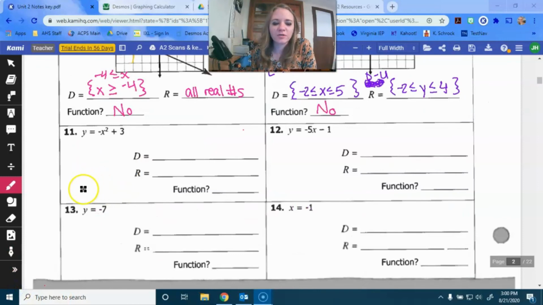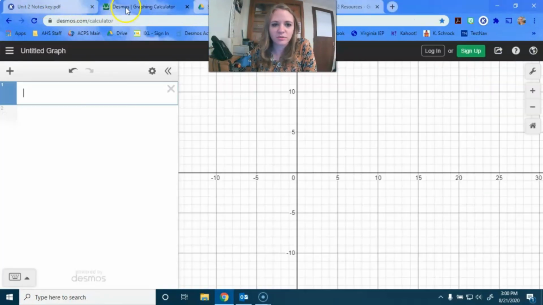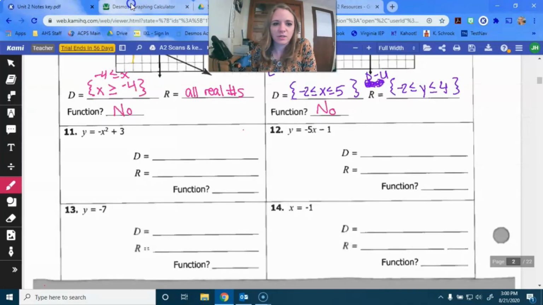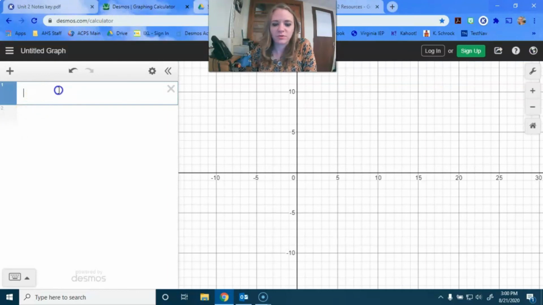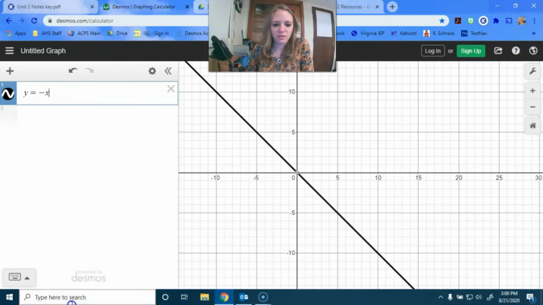Alright, so why don't you pull up Desmos on your Chromebook and do this with me, because it really helps to do it on your own so you are familiar with the buttons to push. So we're going to graph number 11. All we have to do is type in the equation exactly how it appears, which is y equals -x squared plus 3. Let's see how this negative stuff comes out.